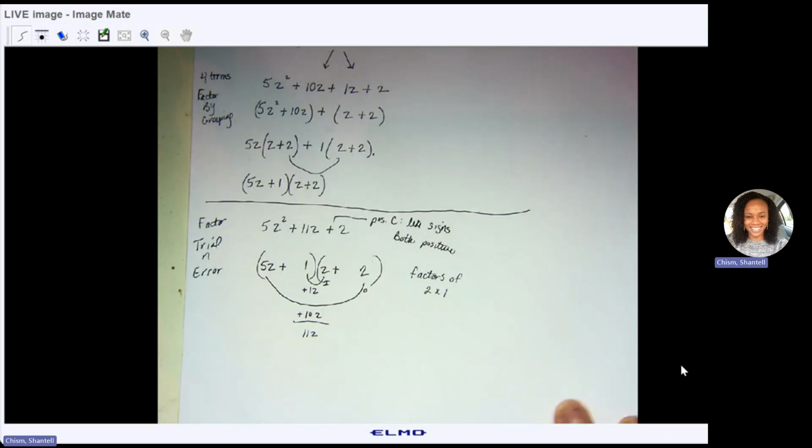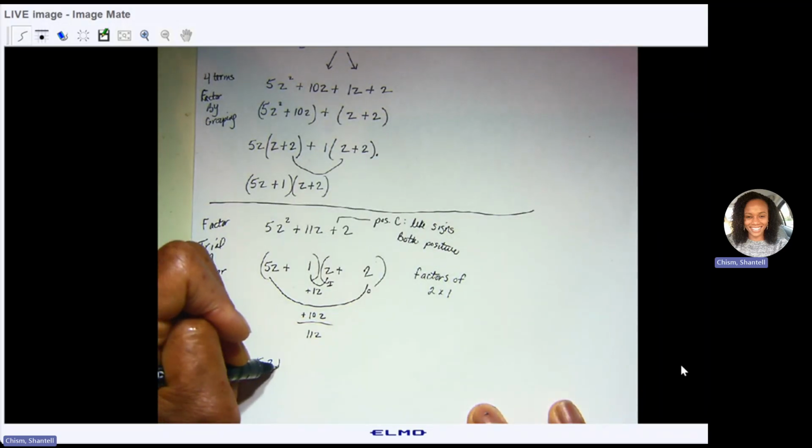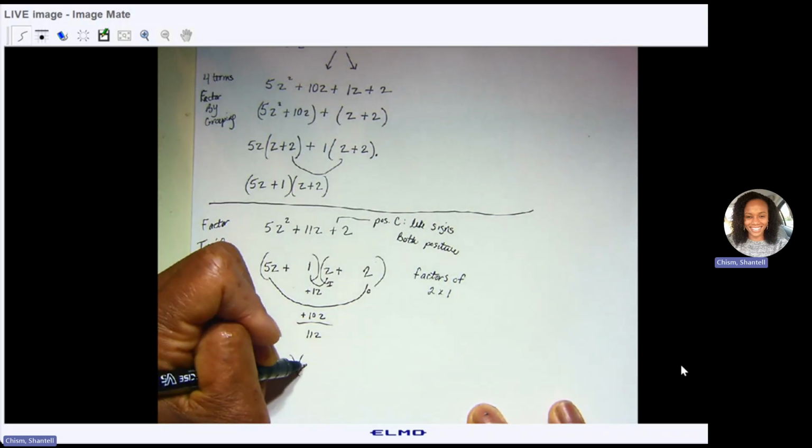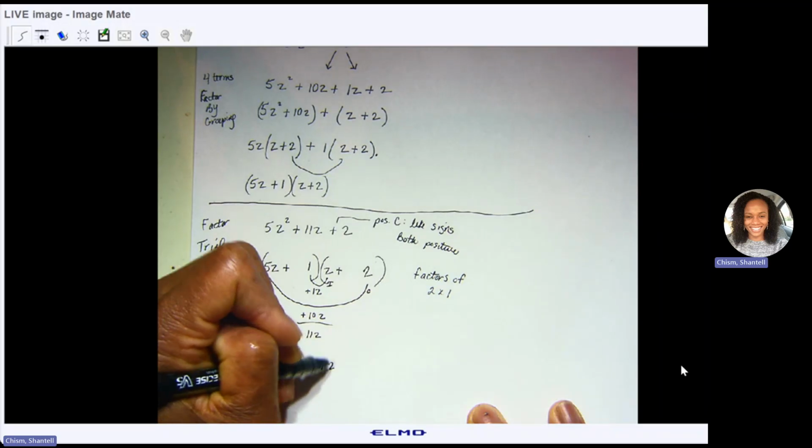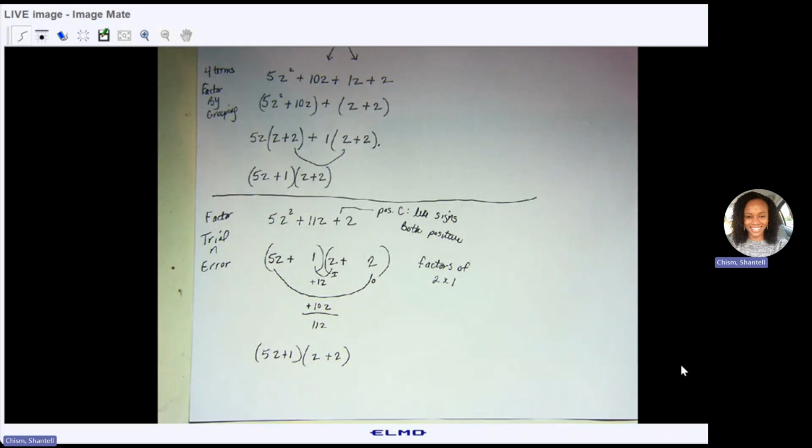Okay? So your factorization is 5z plus 1 times 1z plus 2. So you know that you did it correctly. Okay? Whether you go trial and error or you go AC method.